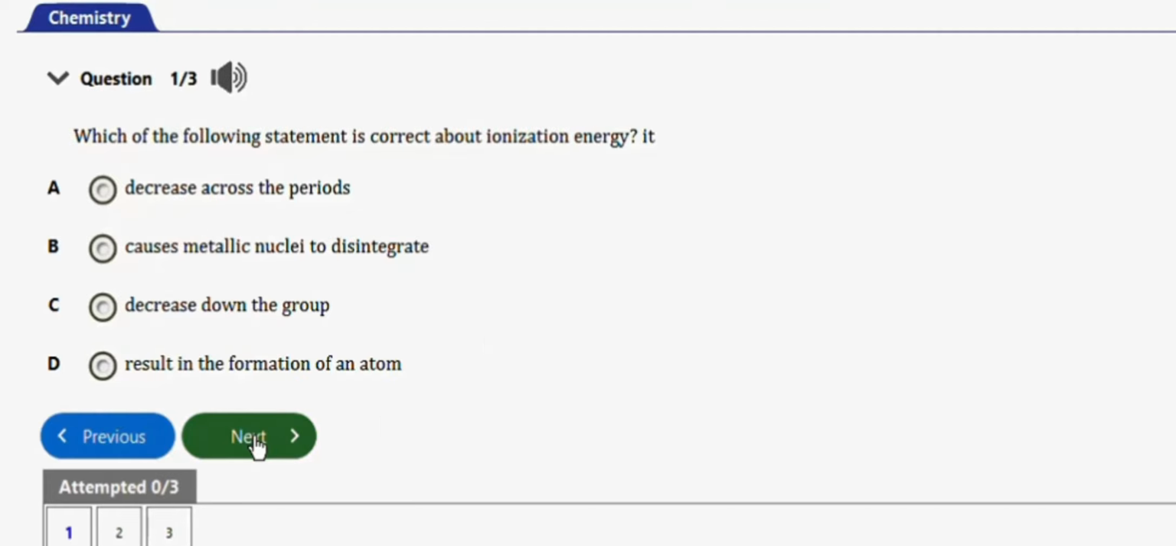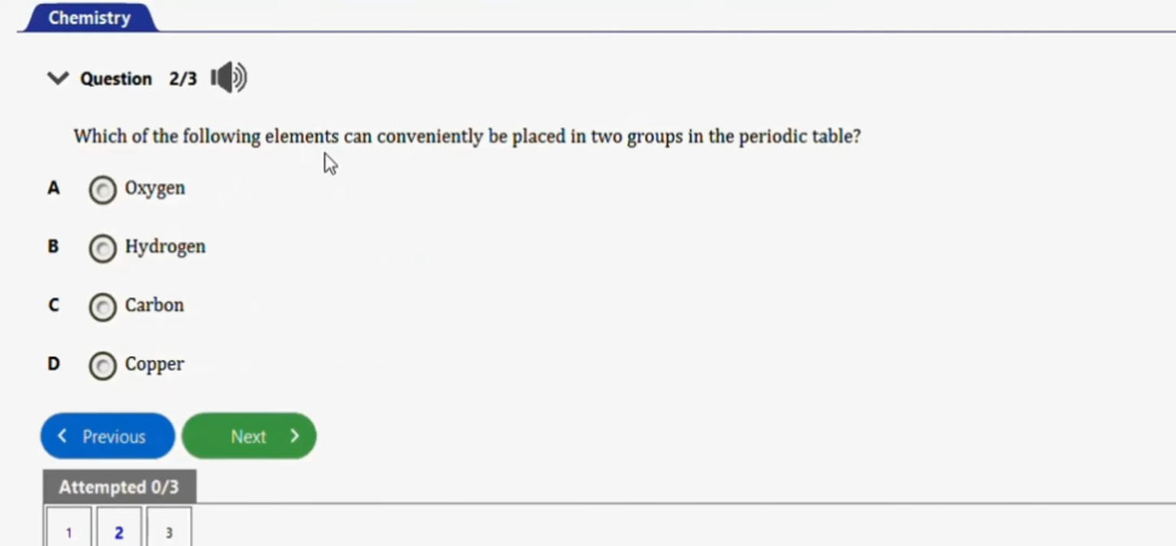The next question will be this one. It says, which of the following elements can conveniently be placed in two groups in the periodic table? We have oxygen, hydrogen, carbon, copper. The right answer is option B, hydrogen.